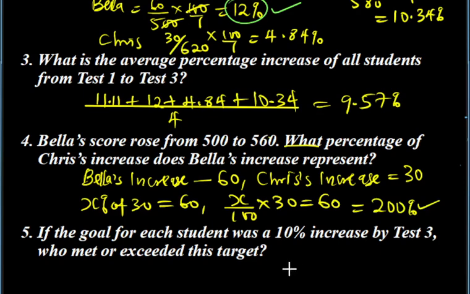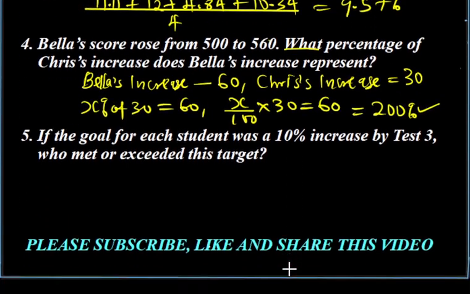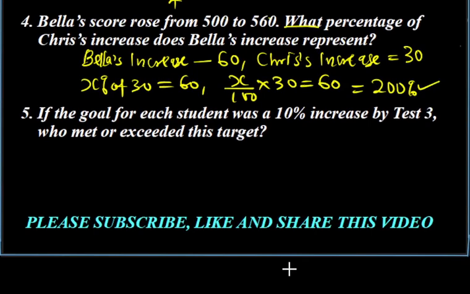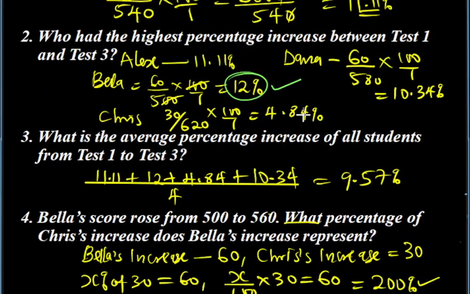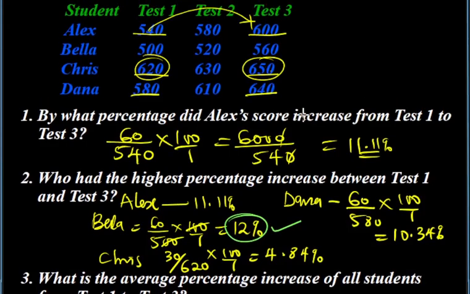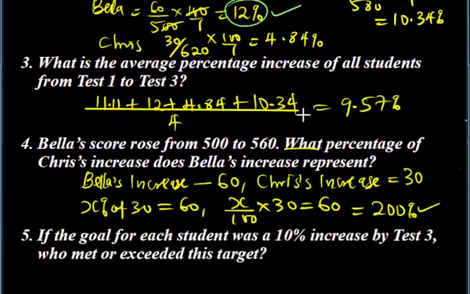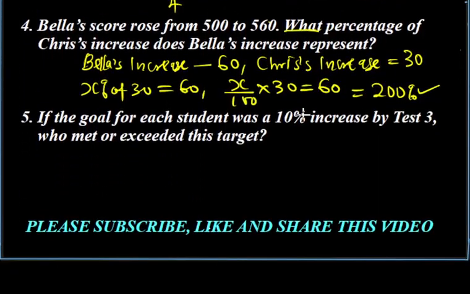Then for number 5, it says if the goal for each student was a 10% increase by test 3, who met or exceeded this target? We had already calculated the percentage increase in their various test scores earlier. So all we need to do is to lift those values and bring them back here.